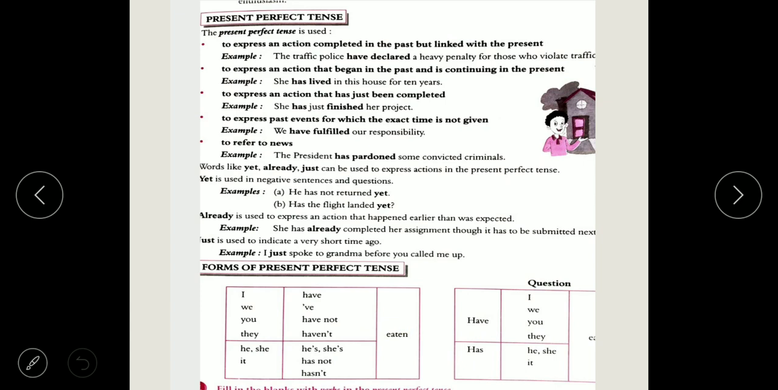The form of the present perfect tense: with I, you, we, they we use have. I have, we have, you have, they have. With he, she, it we use has. He has, she has, it has. For negatives: I have not, we have not, you have not, they have not, and he has not, she has not, it has not. And always the verb's third form, like I have eaten. To make a question: have I eaten, have we eaten.